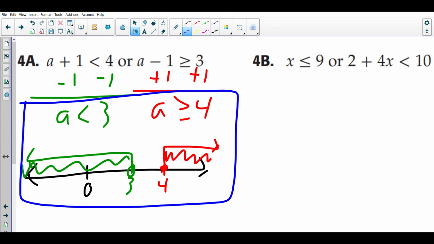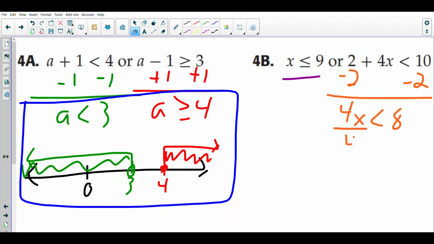Okay, so next one. With the next one, x is less than or equal to 9. That one's done. That one's easy. That was super easy. We're done with that one. Now the second one, we have 2 plus 4x. So I'm going to subtract 2 from both sides. So I get 4x is less than 8. Divide by 4. So I get x is less than 2.